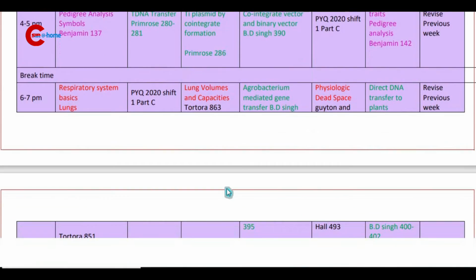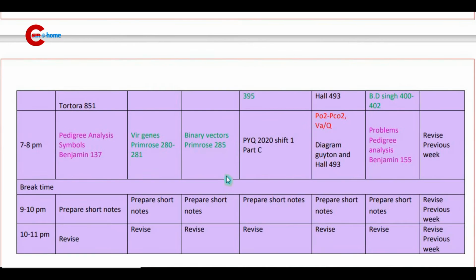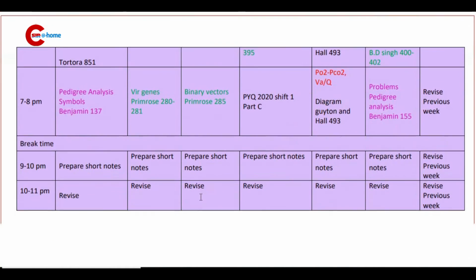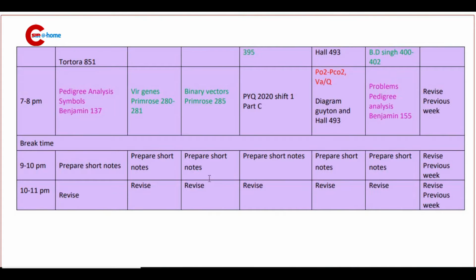Then 7 to 8 p.m.: study binary vectors. Which book to refer? Primrose, page number 285. Then 9 to 11 p.m.: study what you have studied and prepare short notes and revise.